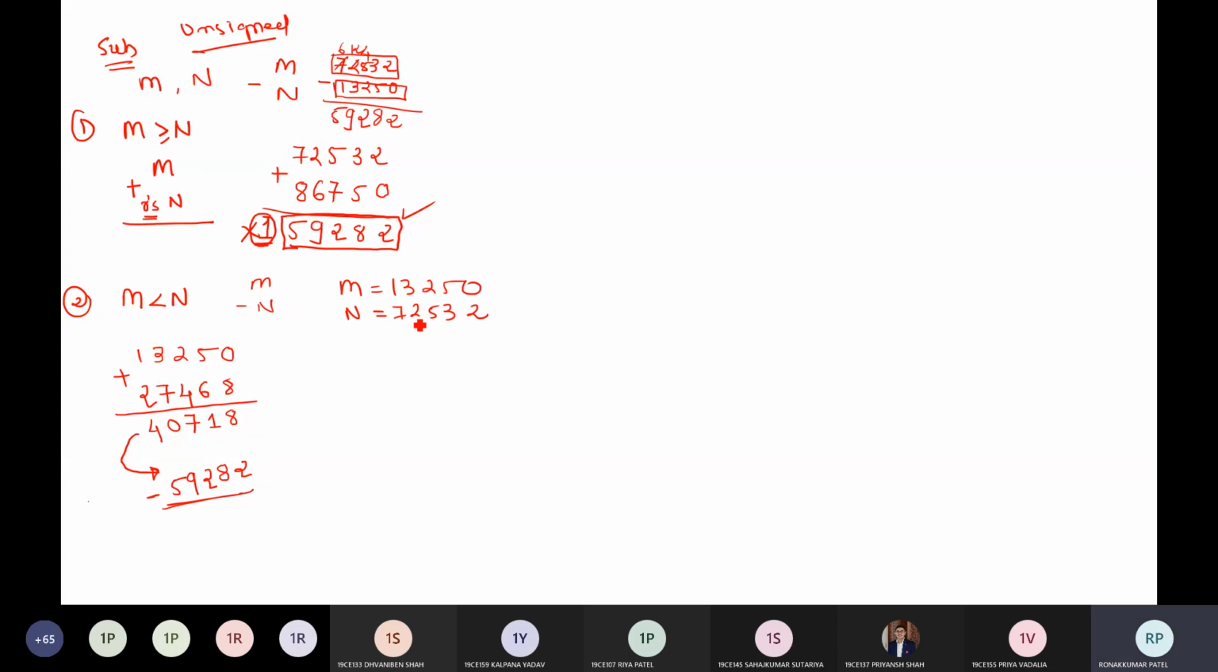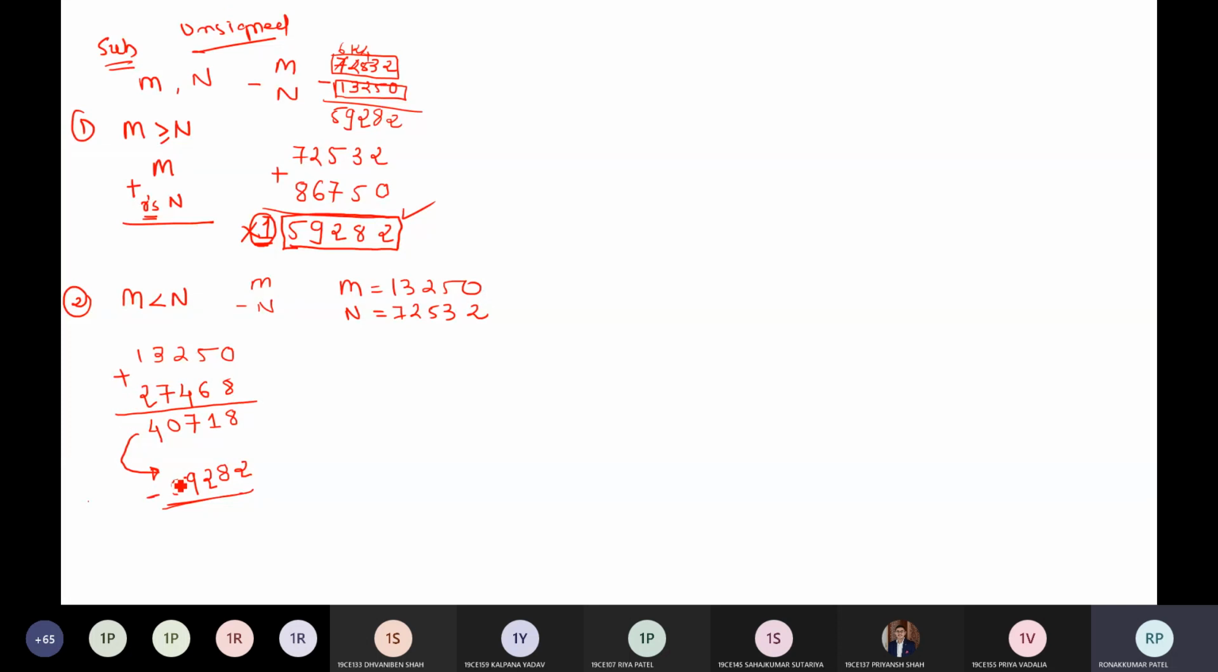Because here m is the larger value, 1 3 2 5 0 minus 7 2 5 3 2, the answer is 5 9 2 8 2. Now we have reversed the number, right? So 1 3 2 5 0 minus 7 2 5 3 2, so our answer should be minus 5 9 2 8 2. So we get it. So in this case, we need to take complement two times.